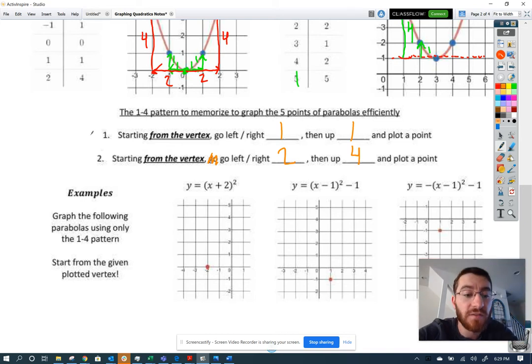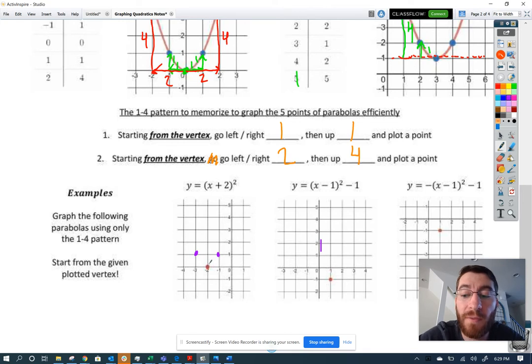All right, let's look at some examples. We're going to graph some parabolas. We're going to graph the following using only the 1, 4 pattern. It's not even going to feel like math. It's very fun. So we're going to start from the given plotted vertex. Here we go. We're going to graph (x+2)². You don't really remember what that means probably, but we are just following the 1, 4 pattern here. Here we go. 1, 1.